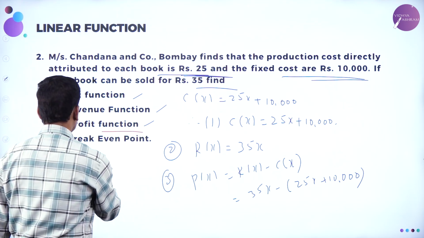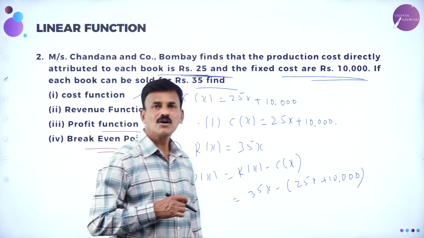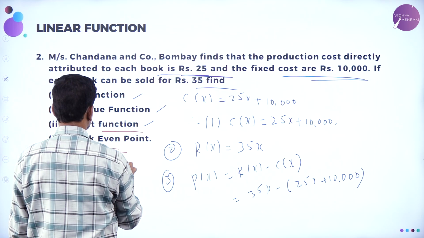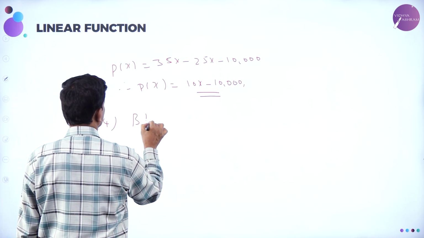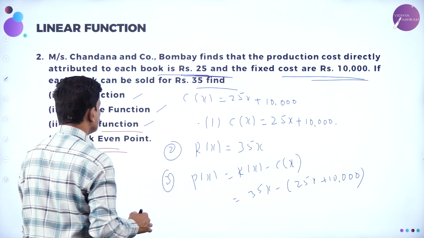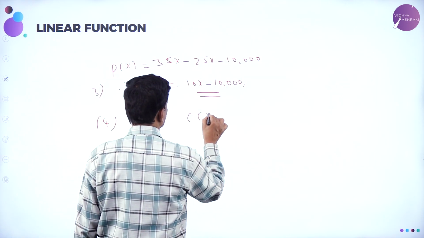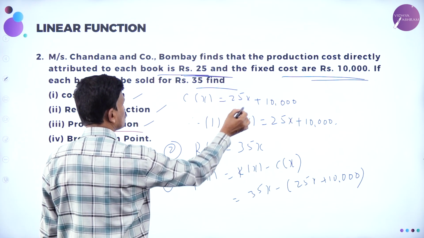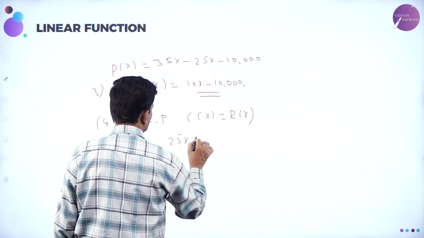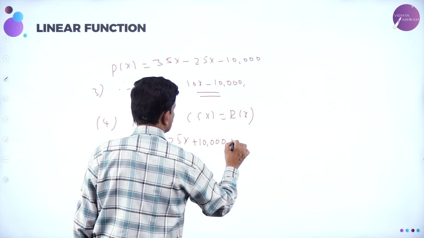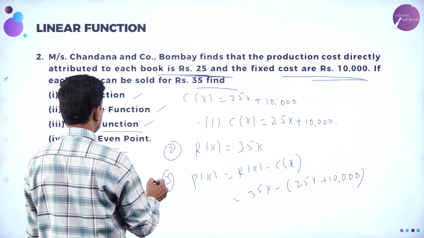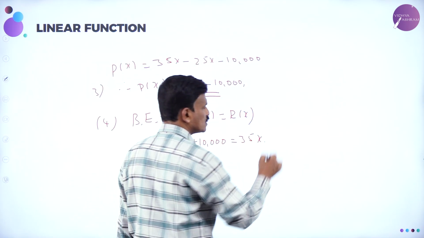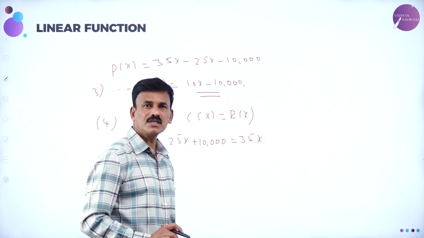Now finally, what is to find? The break even point. For the break even point, the fourth one, what we are going to write? C of x is equal to R of x. So what is C of x? C of x is 25x plus 10,000 is equal to R of x. What is R of x? R of x is equal to 35x. That's it. Simplify, you'll get the answer.